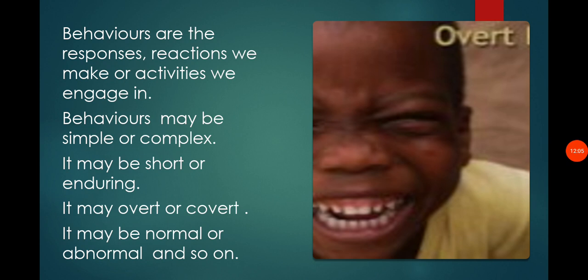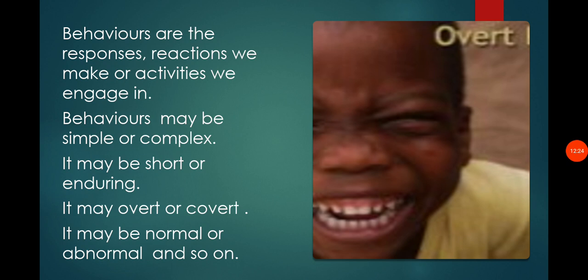So these are different forms of behavior. Like smiling, eating something. These are some simple activities, and these simple activities are known as the simple behaviors. But complex behaviors are like decision making, piloting an aircraft. All these are some complex activities of us, and hence they are known as the complex behaviors.